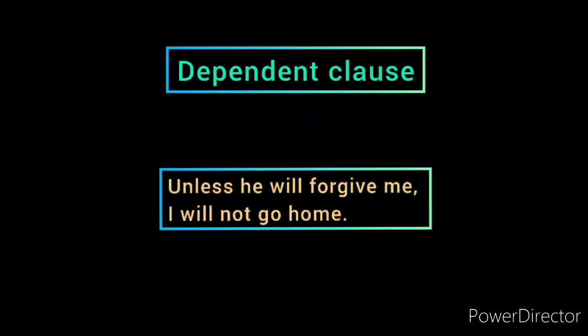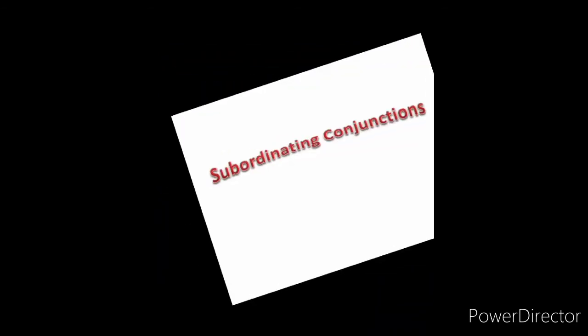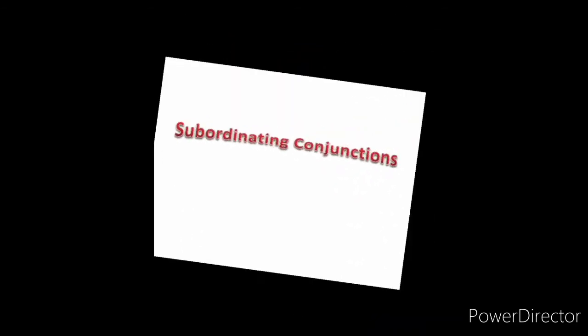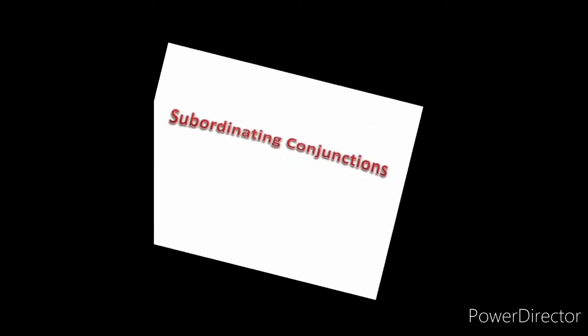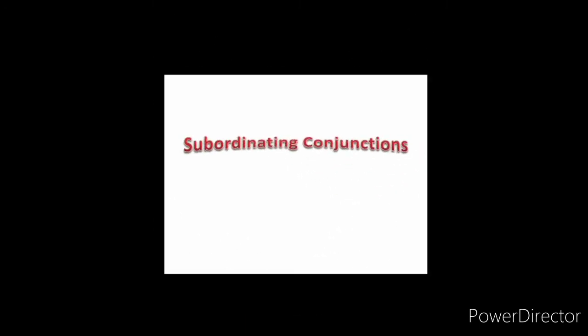Unless he will forgive me, I will not go home. Students, again you can see that the first group of words, unless he will forgive me, is not conveying complete sense, whereas I will not go home is conveying complete sense. So I will not go home is independent clause, and unless he will forgive me is dependent clause. Unless he will forgive me, then what? So it's not conveying complete sense. Now let's move forward and understand subordinating conjunctions, as we have already done with dependent and independent clause.